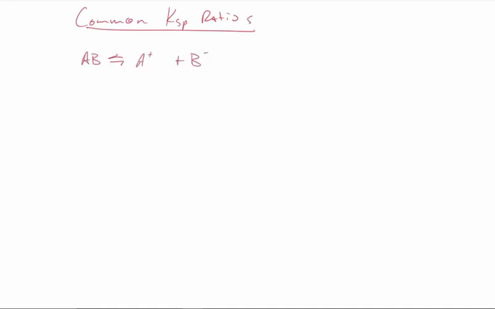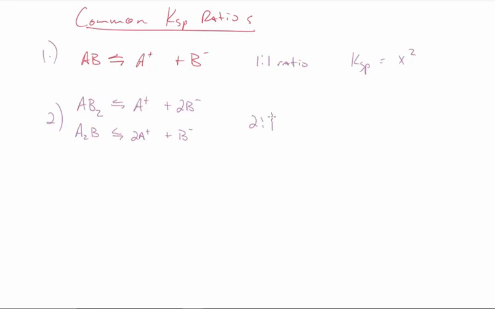Okay, so my first example here would be AB going to A plus and B minus. We saw earlier this is a 1-to-1 ratio, right? And we understand that KSP is equal to X squared. Okay, my next situation, if this is number 2, I've now got a 1-to-2 ratio or a 2-to-1 ratio. It doesn't really matter. But my KSP value in this particular case is always going to end up equaling 4x cubed. So whenever my ions here, my cation and anion, have a 1-to-2 ratio or a 2-to-1 ratio, KSP is actually going to equal 4x cubed. And that's 100% of the time, ladies and gentlemen.